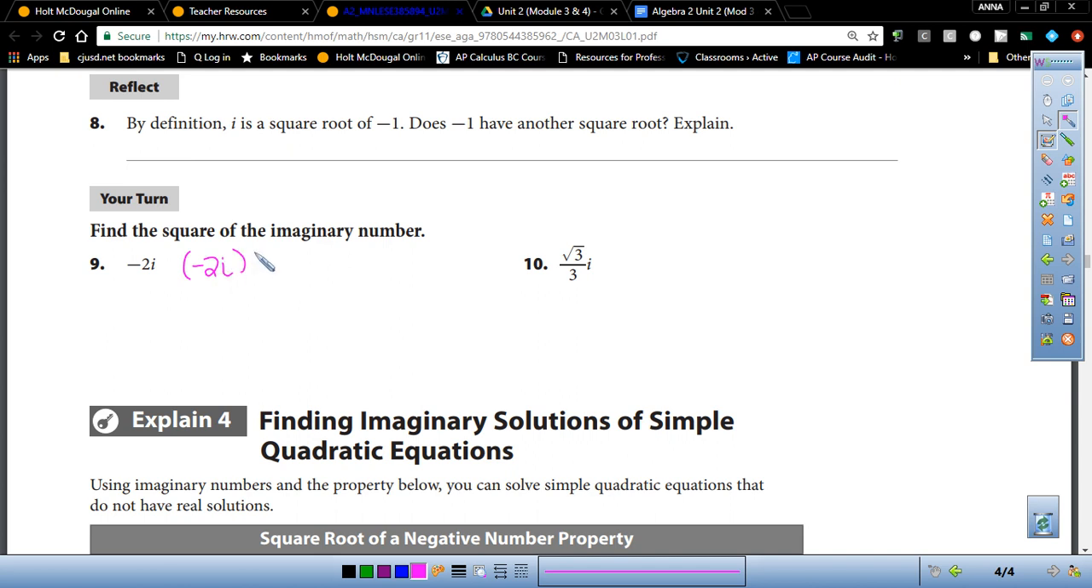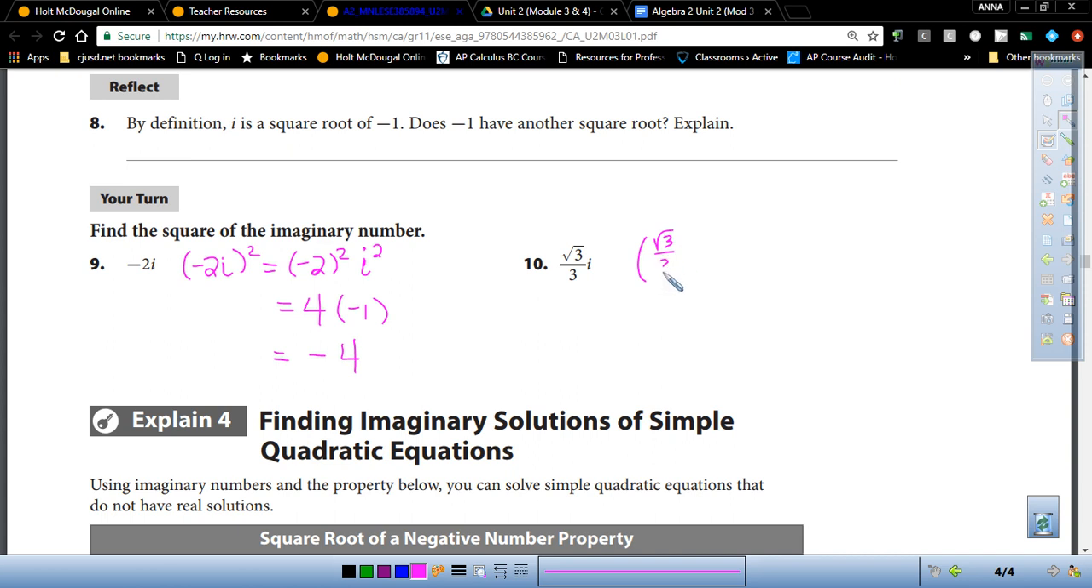Okay, so I'm going to square negative 2i, so I get negative 2 squared, and I get i squared. And so negative 2 squared is 4, and i squared is negative 1. So 4 times negative 1 is negative 4. Hopefully you're starting to notice that all the answers are ending up with the same sign. Whether they started out positive or negative, all the answers are ending negative. Even though they are being squared, all the answers are ending as negative. And that is because i squared is always negative 1.